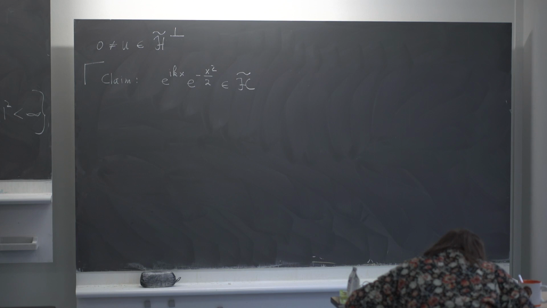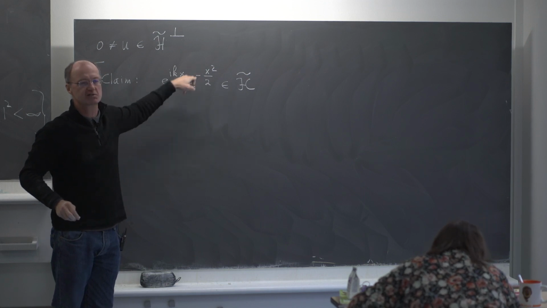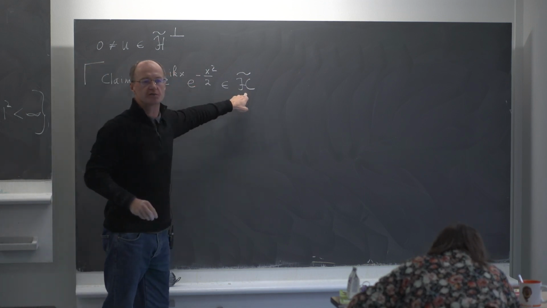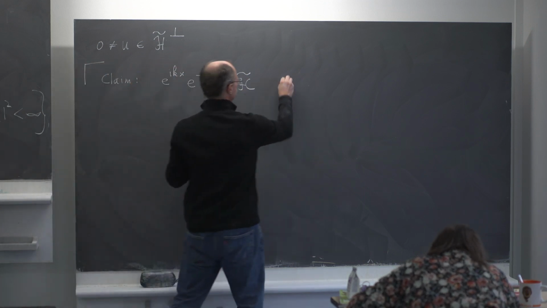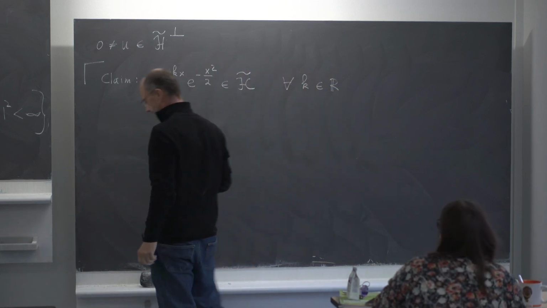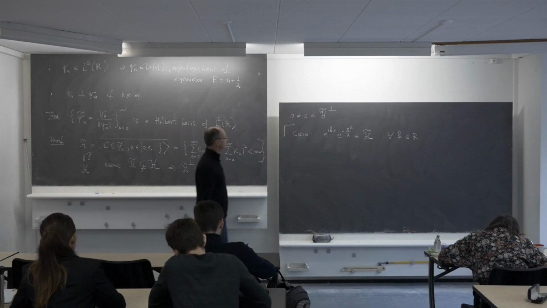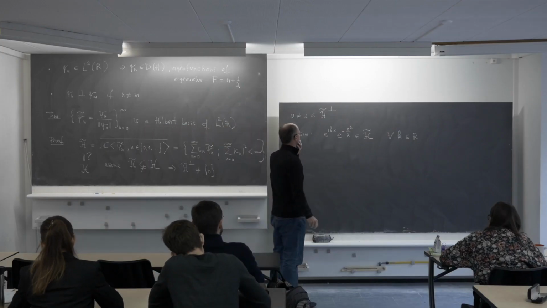So the complex exponentials times this function psi naught, exponential minus x squared over 2, are all elements of H tilde, for all k in R. So why is it true?